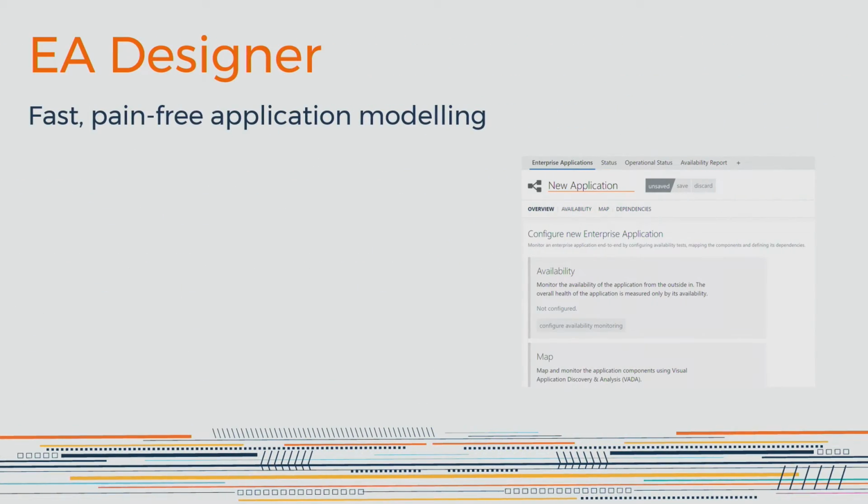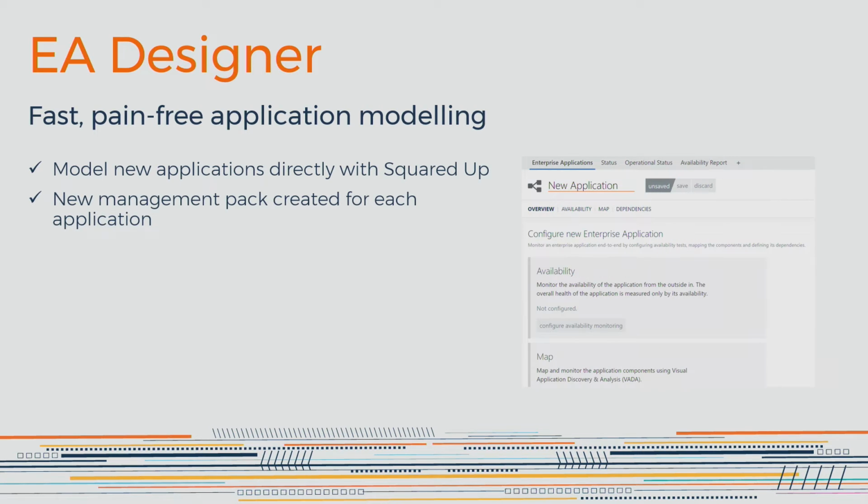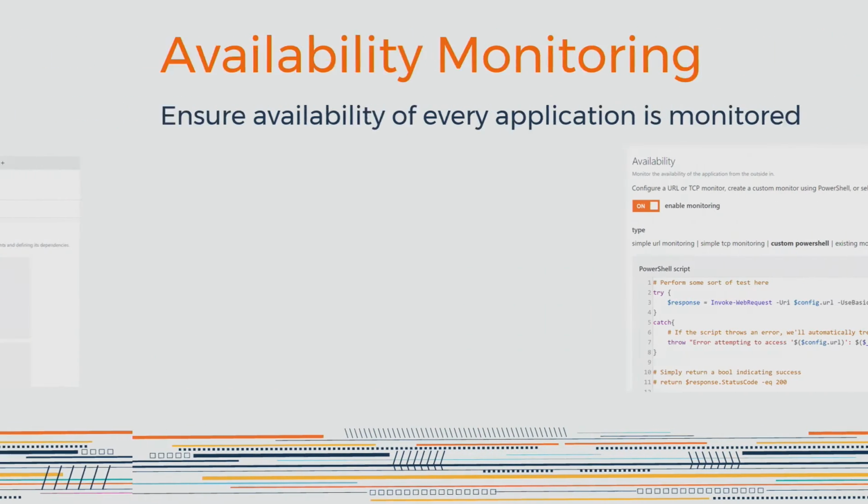We've also got the EA Designer to help you build these enterprise applications. So very fast, pain-free application modeling. You can model these applications directly within Squared Up. Every time you create a new application, I'll show you this in the demo, a new management pack is created. So that contains each one of your application models and related monitoring nicely within one management pack that can then be easily managed within SCOM. Using the EA Designer, you can configure the availability monitoring that I'll come on to in a second. Of course, you can map your infrastructure using Visio and also define those dependencies.